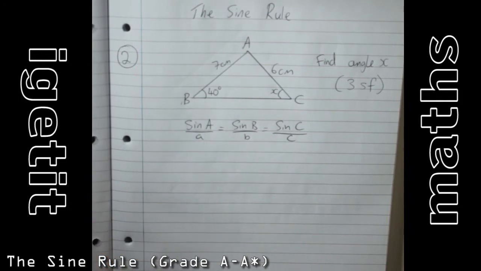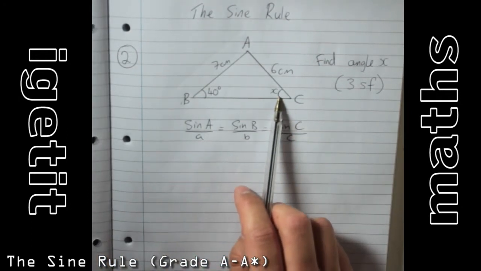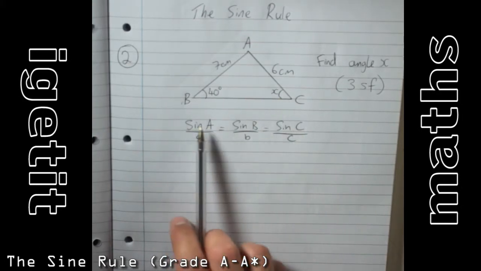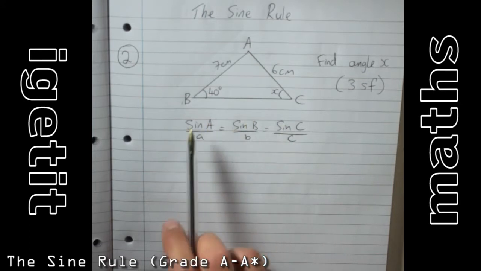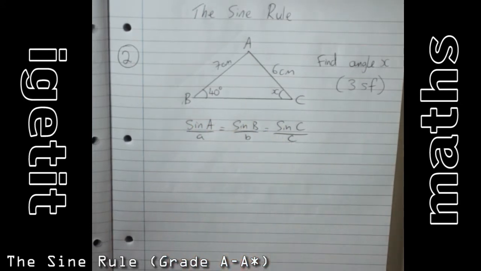So here, again, we've got a triangle. We're trying to find an angle this time. So now we're going to use the versions of the sine rule with the angles on top. Remember, these aren't actual angles, these are sines of the angles, but they need to go on top. So let's have a look at what we've got.